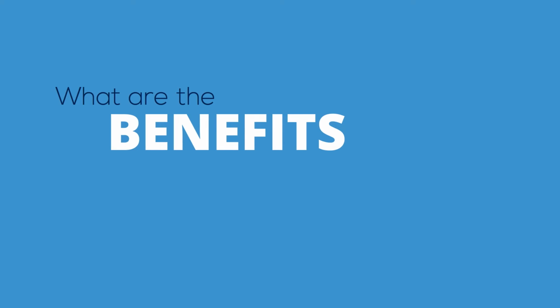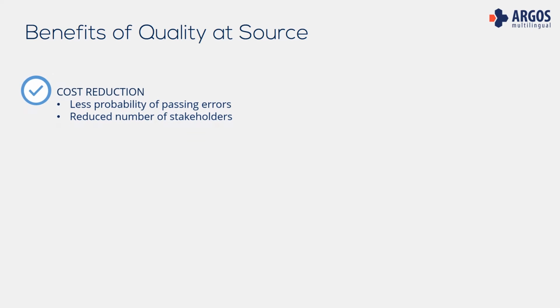The benefits of quality at source include the following. Cost reduction. With every stakeholder managing the quality of their product, the translation process has become significantly more efficient. The probability of passing errors is minimized, and as a result, the time spent reviewing and correcting these errors at later stages is reduced. In addition, with every stakeholder being accountable for the quality of work they produce, we've been able to reduce the number of people involved in the process to ensure that the quality expectations are being met, which for you means more competitive pricing.